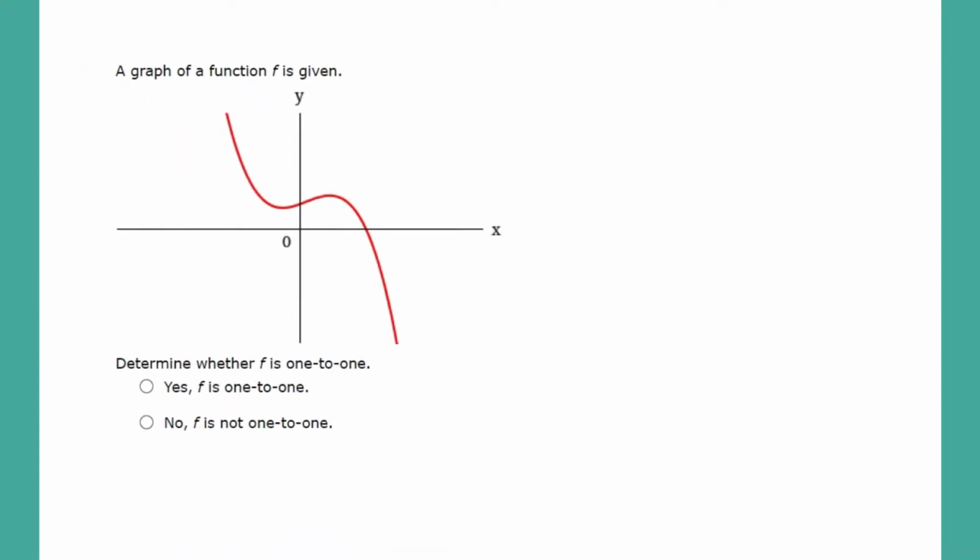All right, determine if this function is one-to-one, and we just apply the horizontal line test. As you can see, it is not, because here it will cross more than once. It'll cross 1, 2, 3 times. So this is not a one-to-one function.